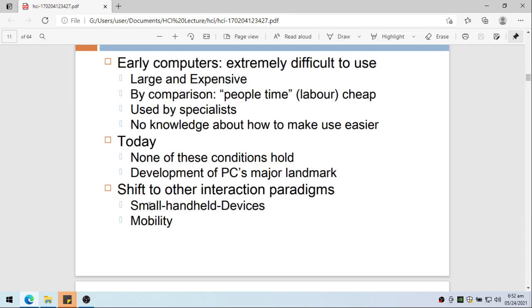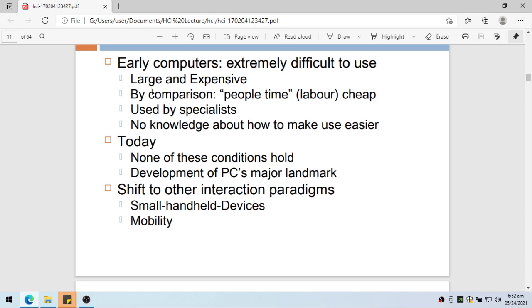And then there's a shift to other interaction paradigms. So now we have small handheld devices like your cell phones, your PDAs, and mobility. We can just place our cell phones in our pocket. Laptops are portable, so we have mobility during those days.